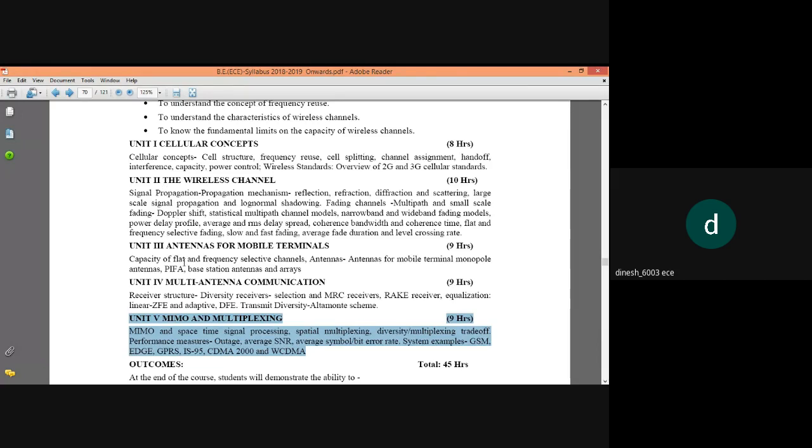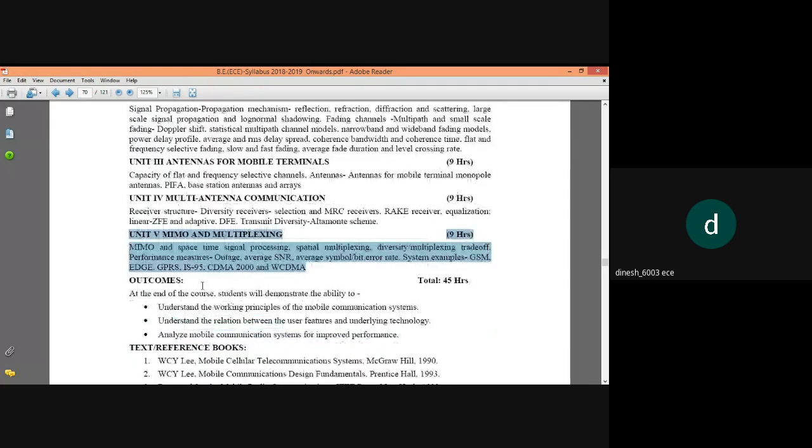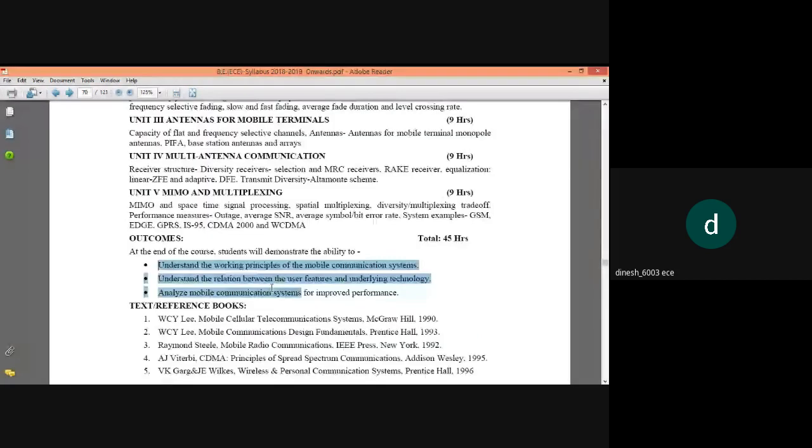After studying all the 5 units, you will be able to understand the following important points at the end of the course. You will be able to understand the working principles of mobile communication. You will be able to understand the relation between the user features and the underlying technology that is used in mobile communication.